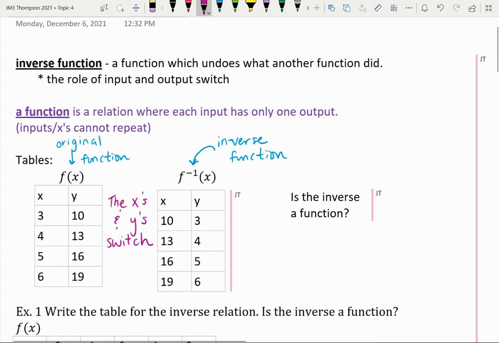An additional question here says, is the inverse a function? So I can determine something's a function to make sure that none of my x values repeat. So, do I have any same x values? No. So is the inverse a function? Yes. And I'm just going to write in parentheses here how I know.